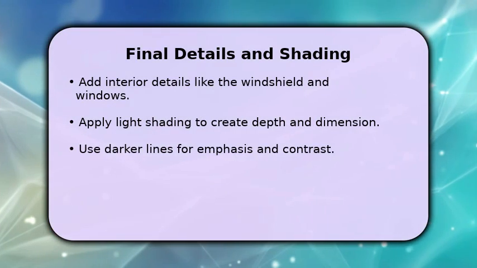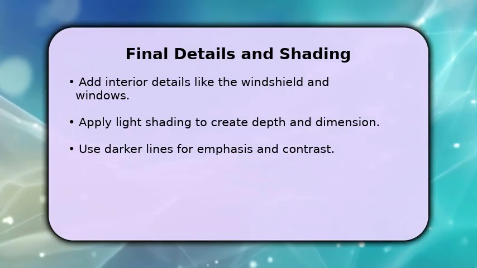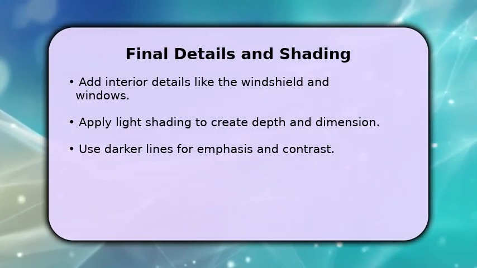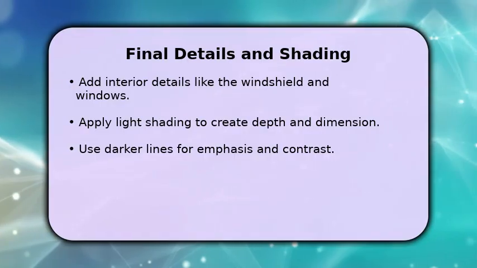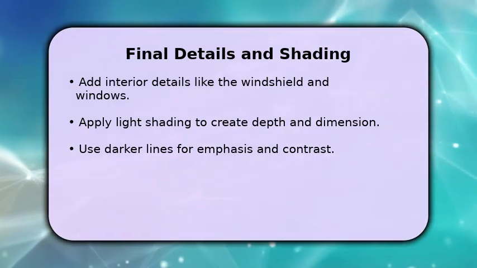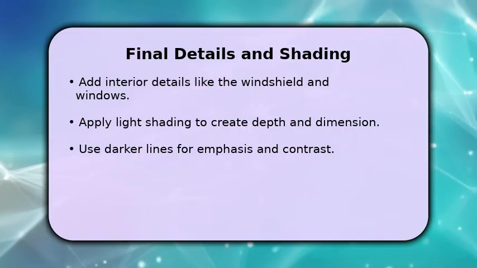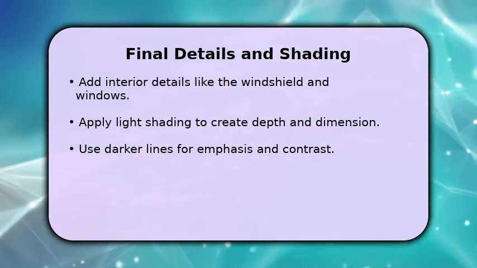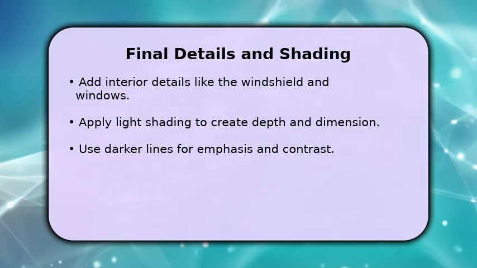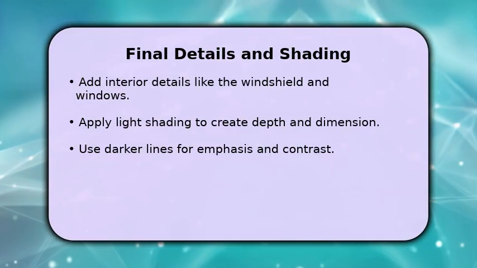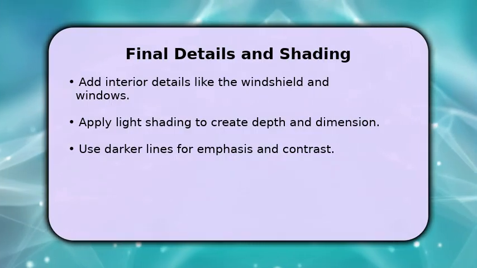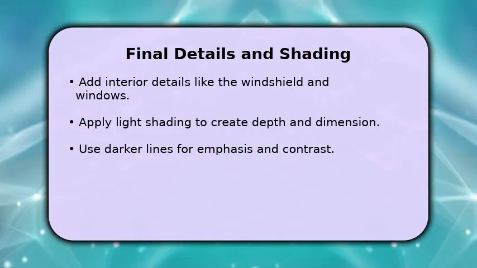For our final slide, let's add those crucial finishing touches. Sketch in the windshield and side windows, giving a glimpse into the car's interior. Now, apply some light shading to various parts of the body, especially under the car and around the wheels, to create a sense of depth and three-dimensional form. Finally, use slightly darker lines to emphasize key edges and add contrast, making your Roadster drawing truly pop.